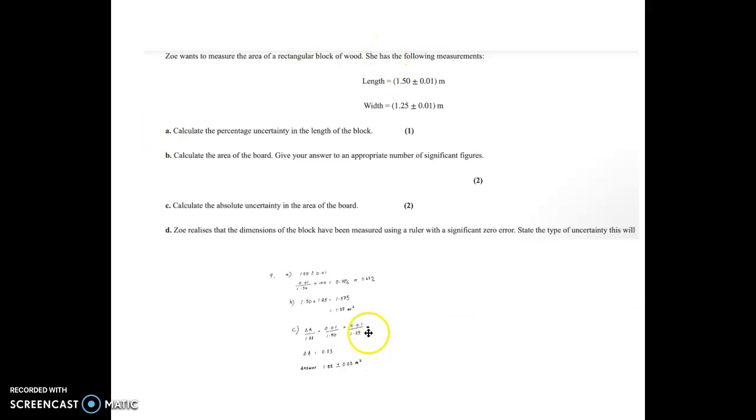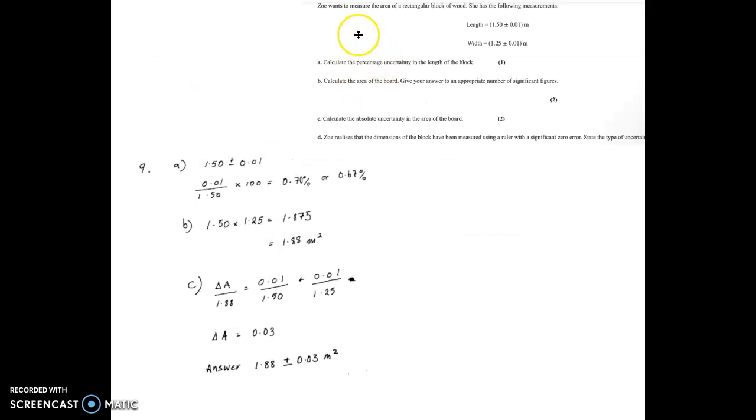This is another calculation question. We have a length and a width, and we eventually need to work out an area and an uncertainty for the area. Now, area is length times width. So let's go through the questions and the answers.